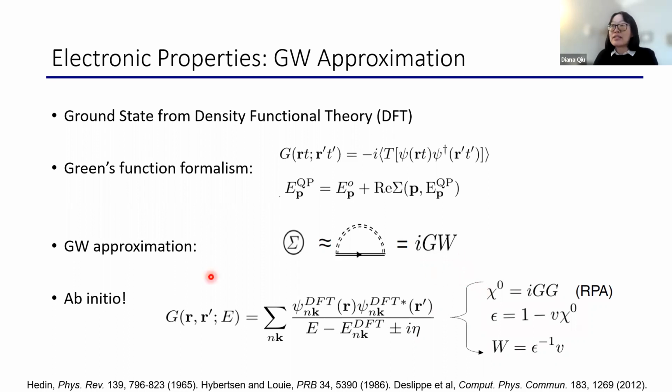And finally, we can construct all of these terms from ab initio. That is, we can construct both the Green's function and the polarizability that goes into the screened Coulomb interaction from the DFT wave functions. This allows us to proceed with calculating the quasiparticle energies without requiring any sort of empirical fitting parameters. So this is for these single particle, quasiparticle excitations.